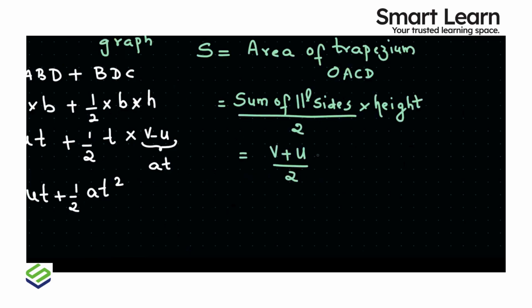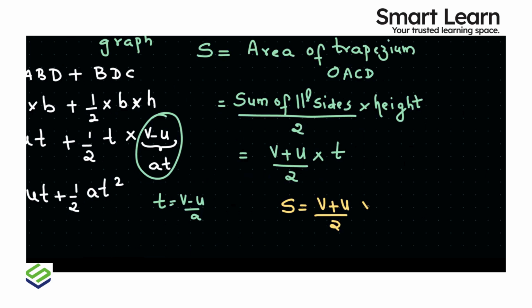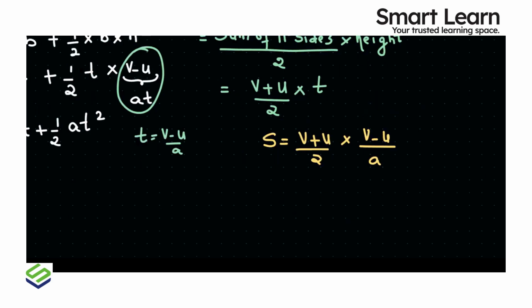And we know that V minus U is equal to AT. So what is T? T is (V minus U) divided by A. So I can write S is equal to (V plus U) by 2 into (V minus U) by A. All my children know that (A plus B) into (A minus B) is A square minus B square. And when 2A goes to the other side, V square is equal to U square plus 2AS.